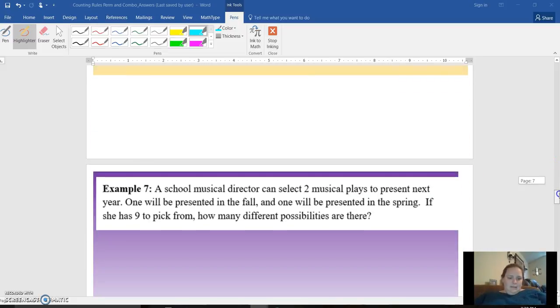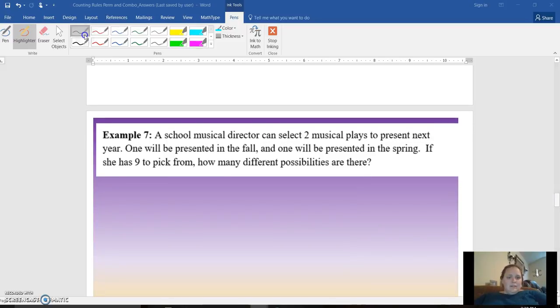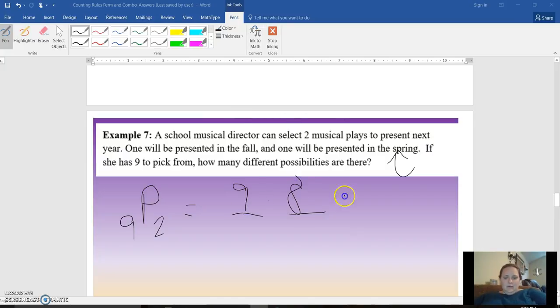Let's look at that. So a school director can select 2 musical plays to present the next year. One is in the fall, one is in the spring. So this sentence tells us that order matters. And she has 9 to pick from. So 9 is the bigger number. Permutation, 2. And we can do it one of 2 ways. So we want to choose 2. And we have 9 to choose from, and then we have 8 to choose from. So there are 72 ways, different possibilities.